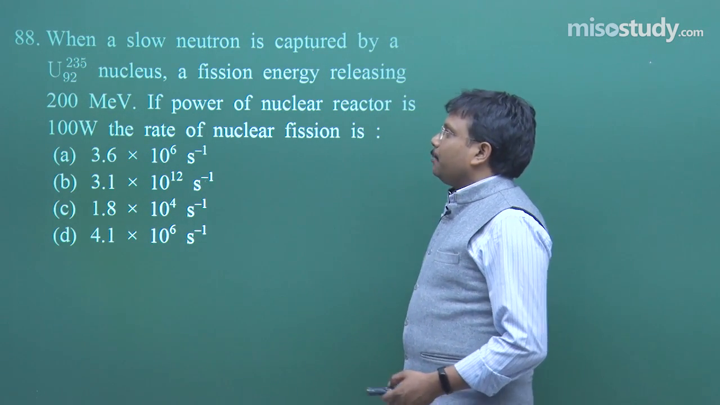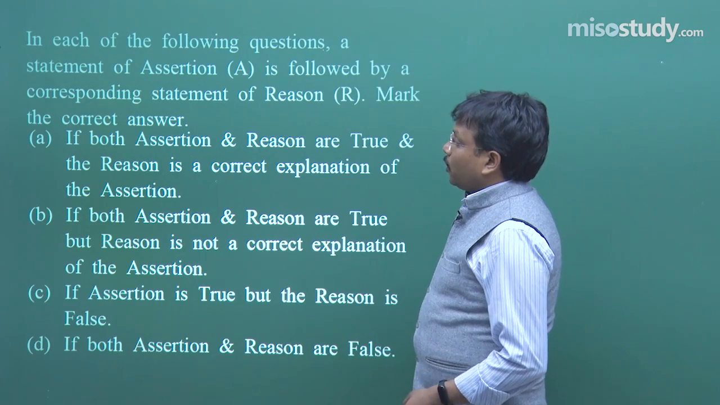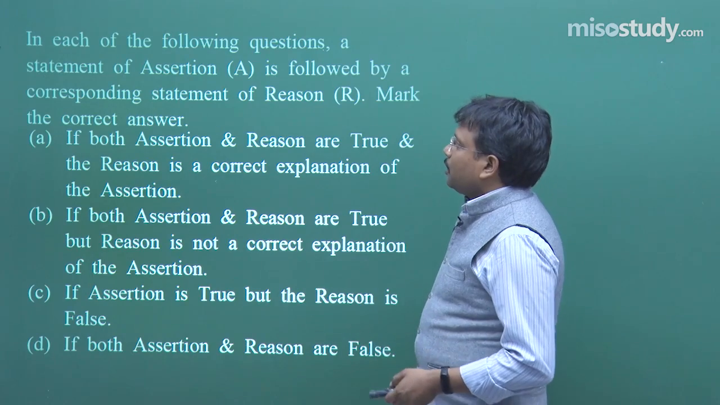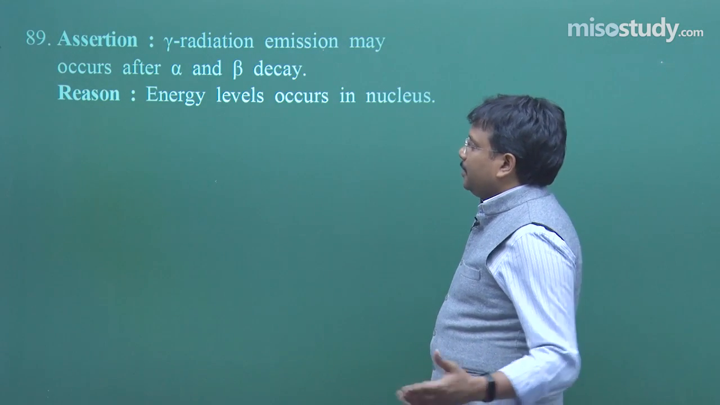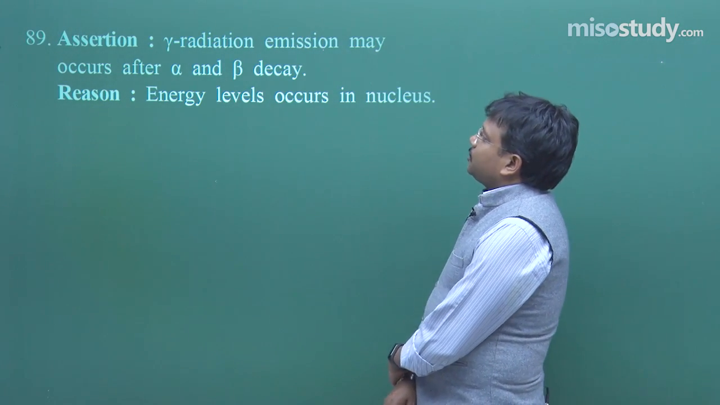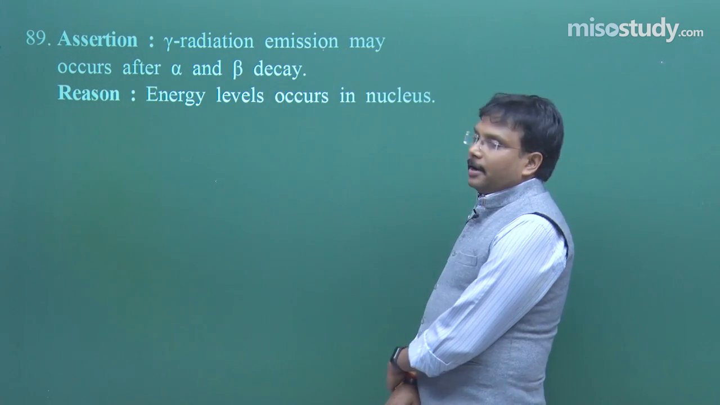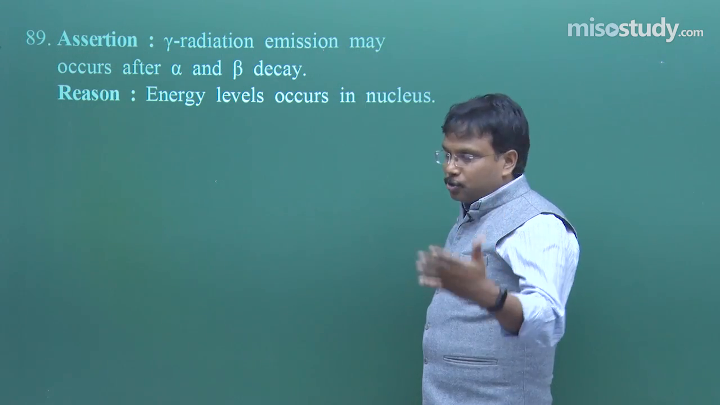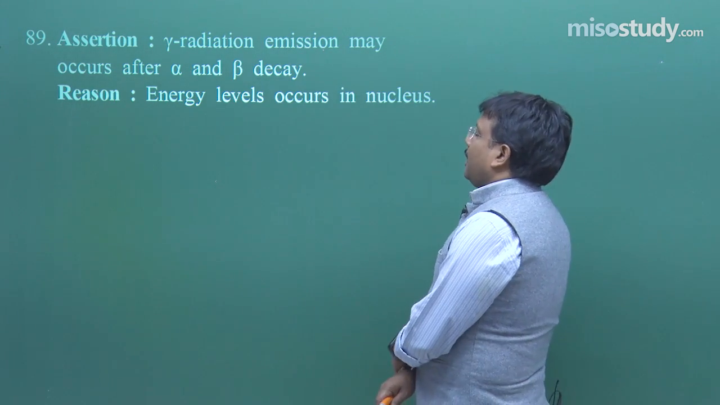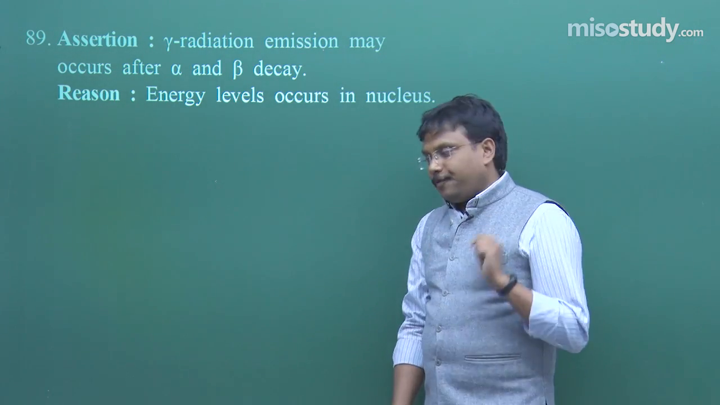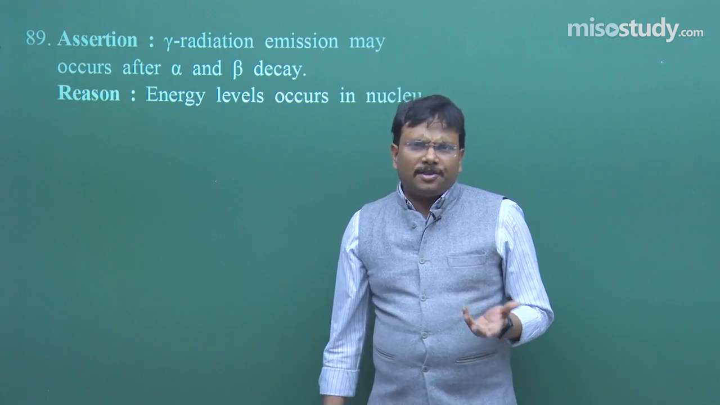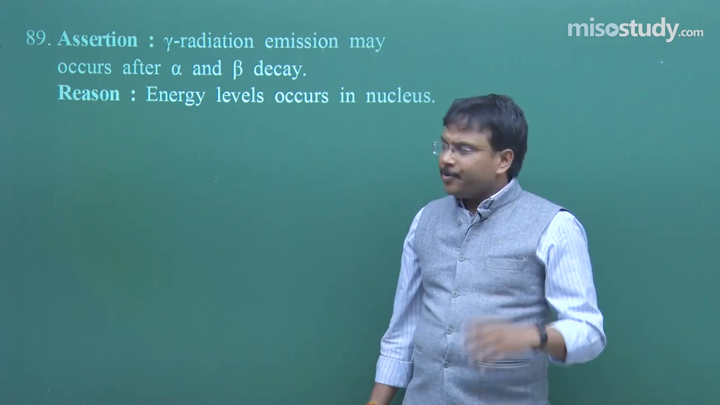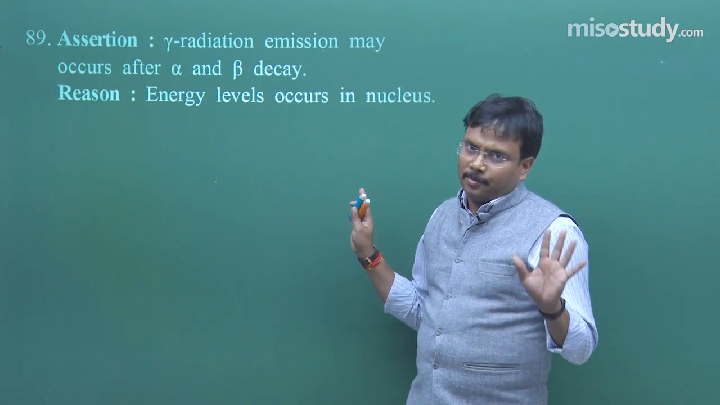After that, question number, it is in the segment of reason assertion. So, first question is 89, I mean, gamma radiation emission may occur after alpha and beta decay. It is correct, and how it is correct I am going to tell you, but this statement is correct. Energy levels occur in nucleus, fine. Now, energy levels occur in nucleus, that you know, first allowed state, second allowed state and so on. So, this is also clear, it is true.